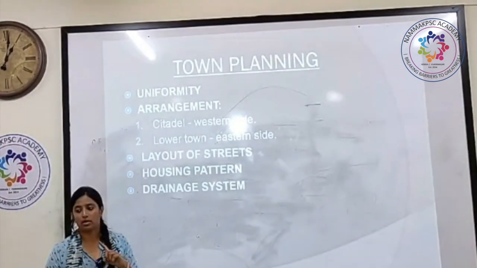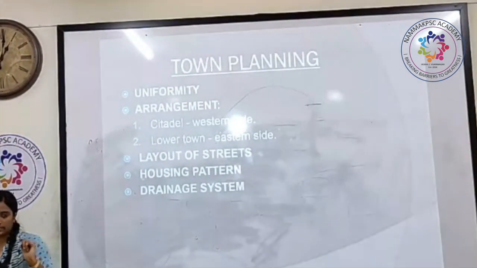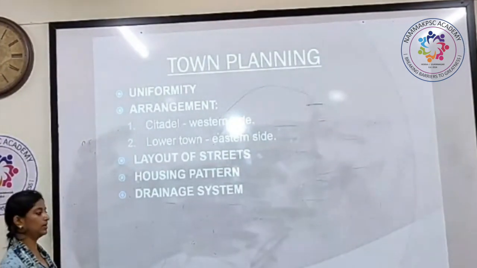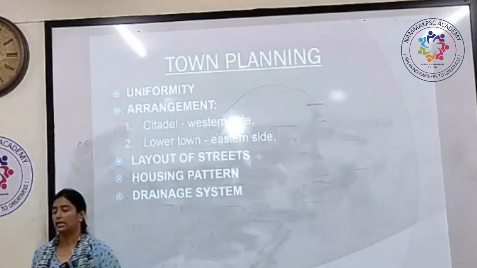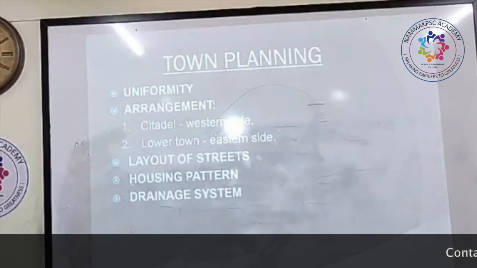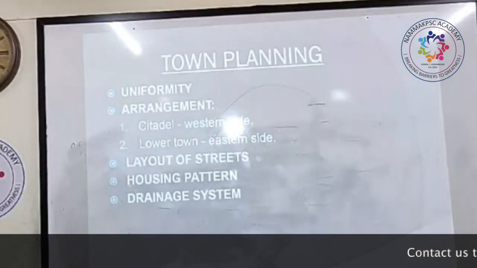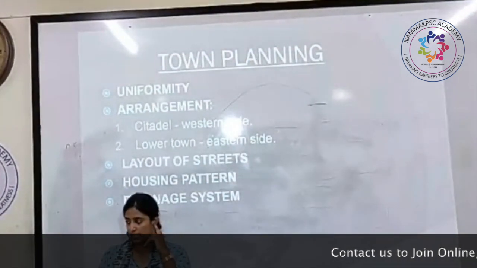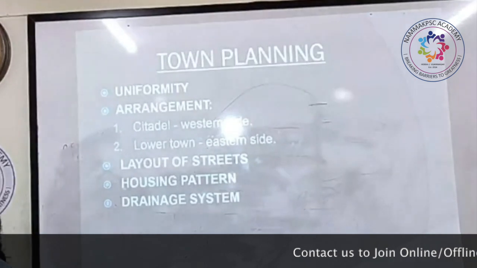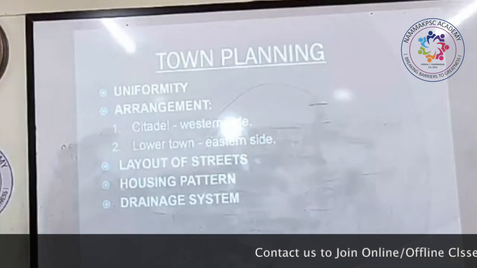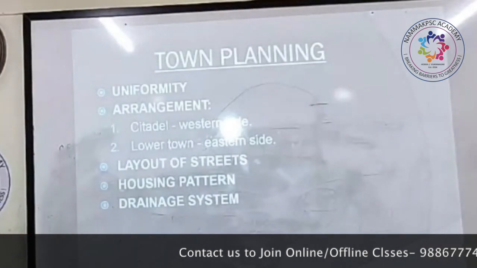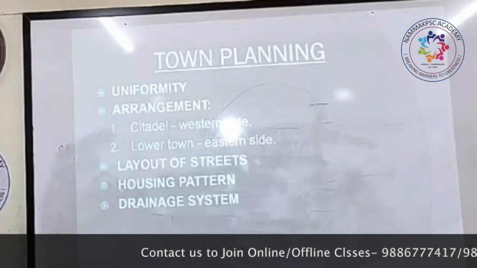Uniformity, that is, all the structures existed uniformly. The entire town or city planned was uniform. The second thing is arrangement. How was the arrangement? One was citadel, another one was lower town. We'll discuss each one of them. The third thing is layout of streets, how the streets were arranged. Fourth one, housing pattern. Fifth one, drainage system.